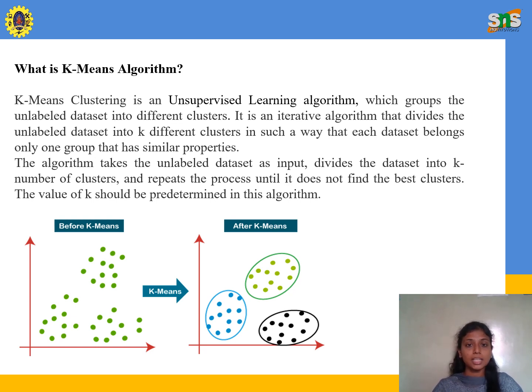The algorithm takes an unlabeled dataset as input, divides the dataset into k number of clusters, and repeats the process until it does not find the best cluster. The value of k should be predetermined in this algorithm. As we can see in this diagram, before K-means the data points are scattered and don't have any group. After K-means they are grouped by similar properties.